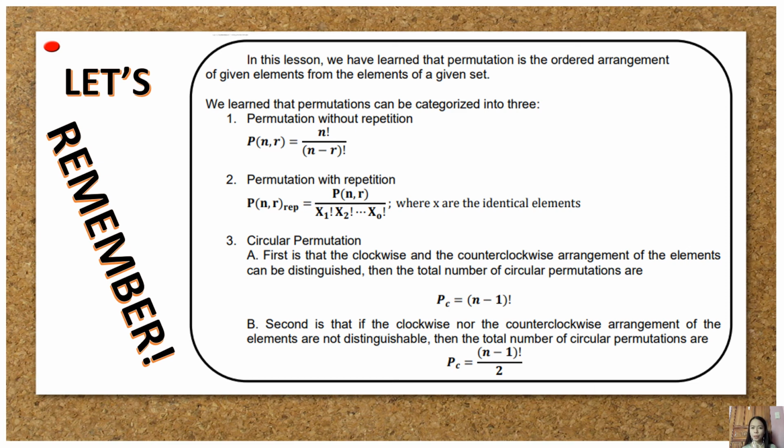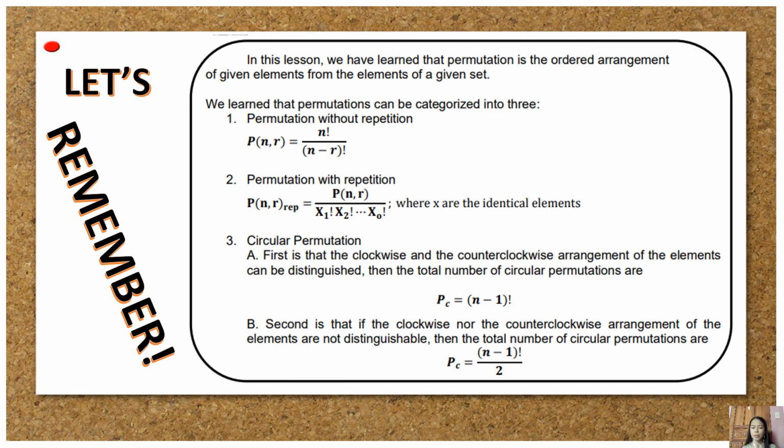Second, the permutation with repetition, wherein the objects given are nauulit. To find its permutation, we have n factorial divided by x sub 1 factorial times x sub 2 factorial up to x sub k factorial. Ang denominator are the factorials of all objects that are repeated or identical.